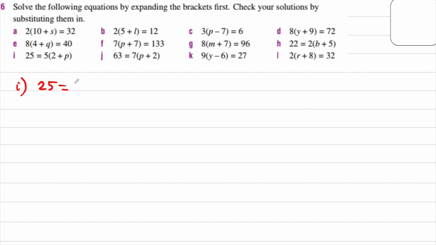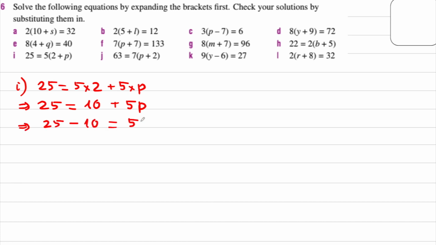Yeah. Going to question I. 25 will be left. 5 times 2 plus 5 times p. 5 times 2 equal to 10. 5 times p, a shorter way to write it down. 25 minus 10, here is 5p. This is 15, and this is 5p. Okay, and here is 3, and here is p.